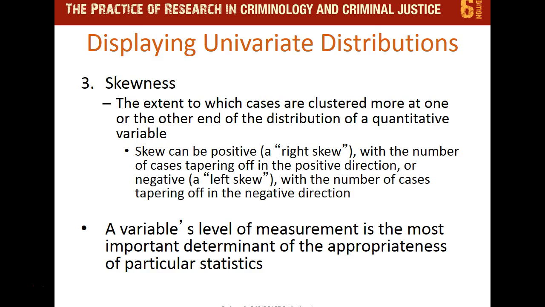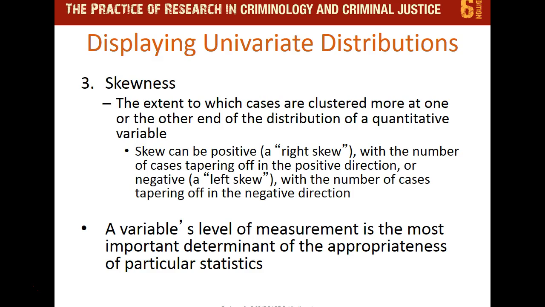Skewness, and I've talked about this before in other lectures. It's the extent to which cases are clustered more at one or the other end of the distribution of a quantitative variable. So, for instance, I use the example of sentence length. A lot of times when you look at these data sets, like the survey of inmates in state and federal correctional facilities, they might code a life sentence without parole as 999. So when you run a distribution on that, it's going to skew it way off. So if you're looking at your median, it's going to be way at the other end.